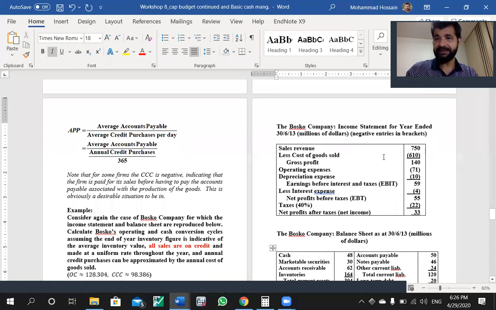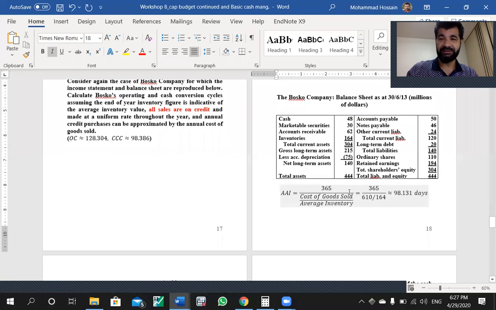So I can see for this Bosco company, okay, this company here, this is their first year. They do not have anything from the previous year, the first year of business. That's why they don't have anything from the previous year. It's an example I can see here.